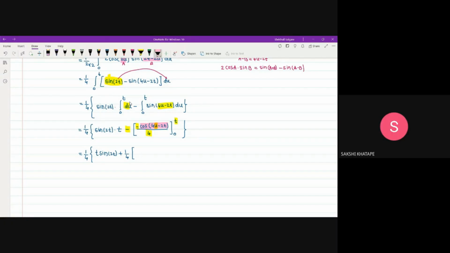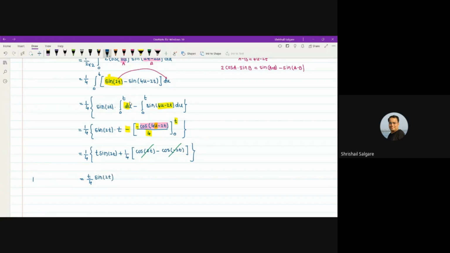What is the evaluation at upper limit? Cos 2t. Yes, very good. Simple, na? This is cos of 2t. Minus lower limit you have to substitute: cos of minus 2t. Is it right? Verify my calculations, I may be wrong. And one thing you can notice, cos of minus theta is cos theta. So that's why this term and this term get cancelled. So the final answer is t by 4 into sine of 2t.